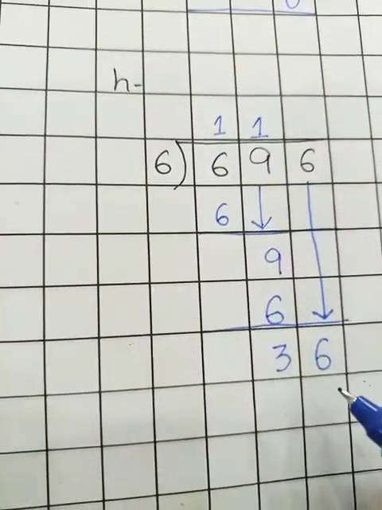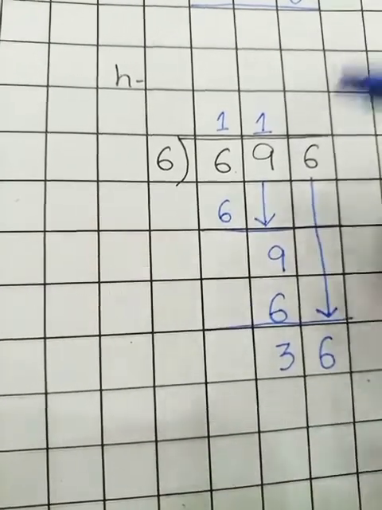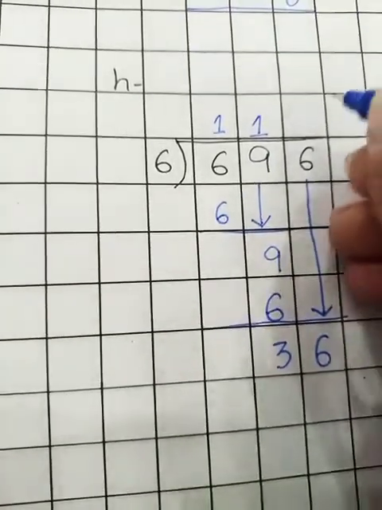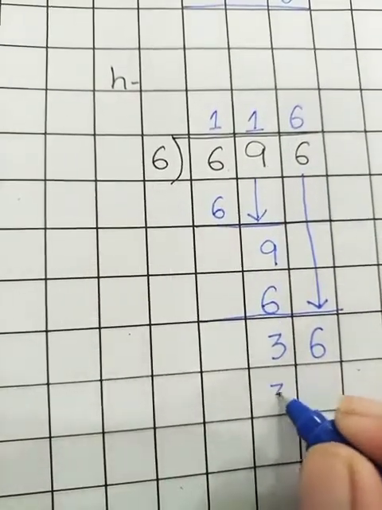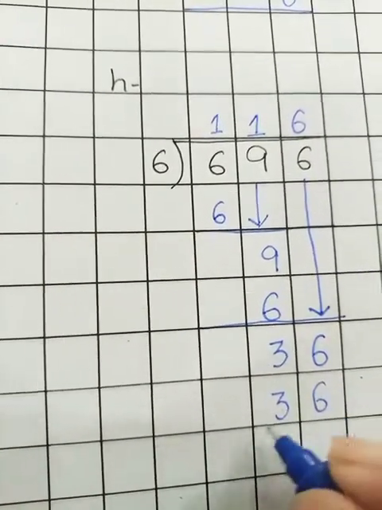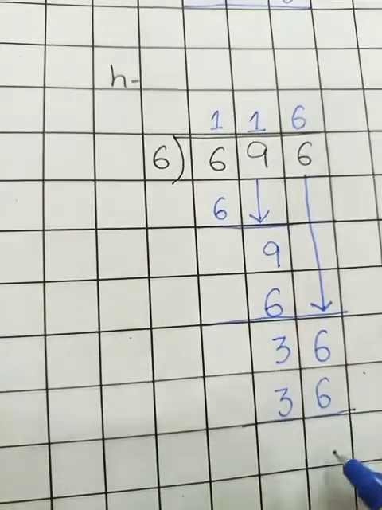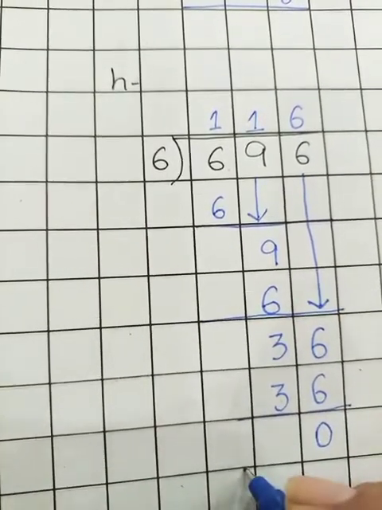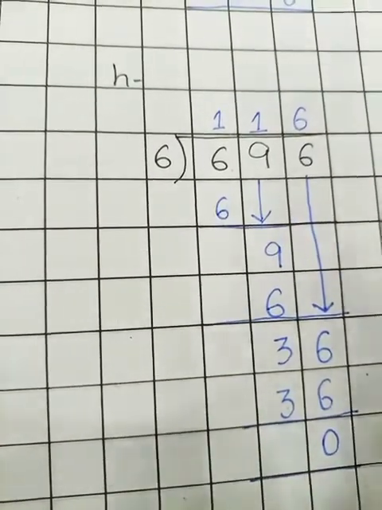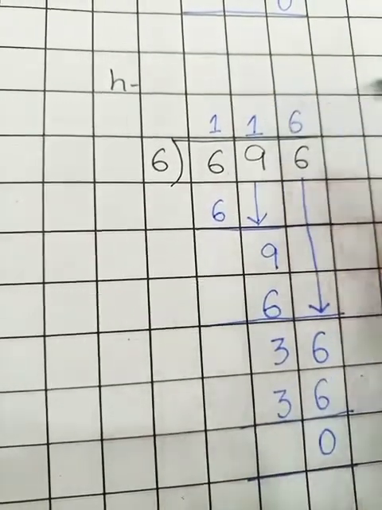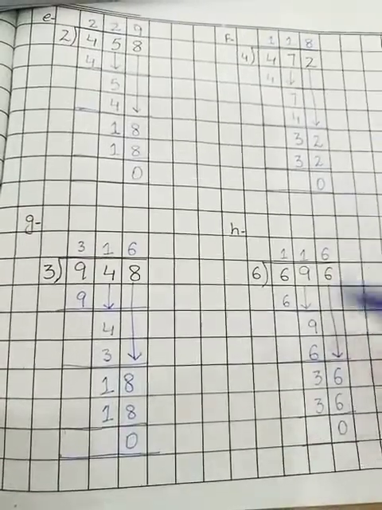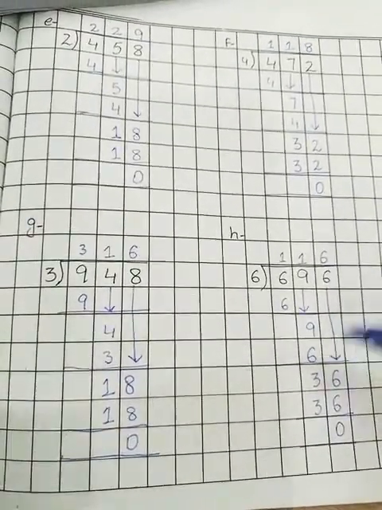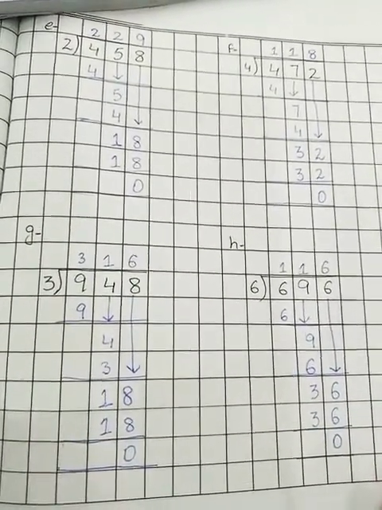Now read the table of 6 to get 36. Yes, 6 sixes are 36. So simple. Now students, 36 minus 36 is 0. So our remainder is 0, which means that we have completed our question and our quotient is 116. Students, you are going to write all of these questions in your notebook like this in a neat process. Okay.